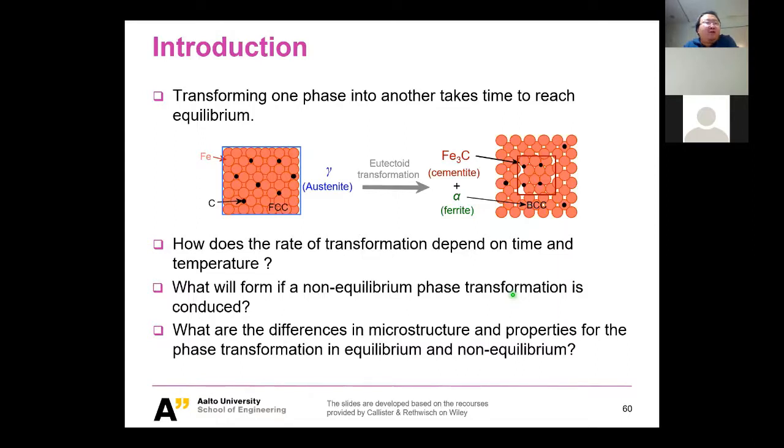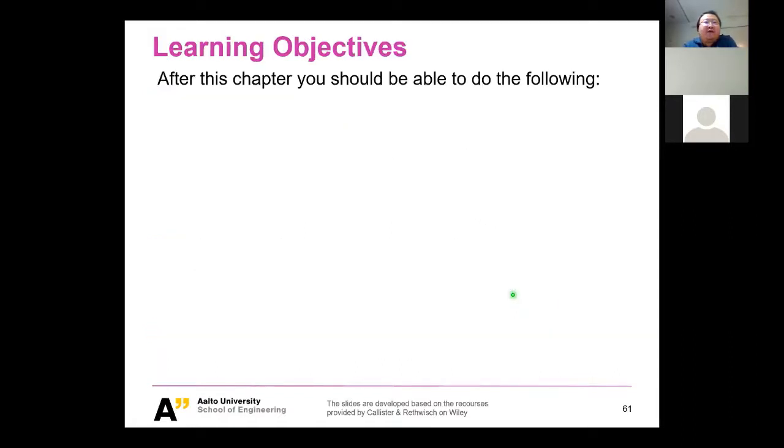So what will form or what will happen if we don't have equilibrium? Is the phase diagram useless at that point? And of course, in the end, if we get a phase in non-equilibrium condition, what will be the difference in terms of microstructure from those produced in equilibrium? So in the phase transformation, we will just touch those few questions and give you some answers.